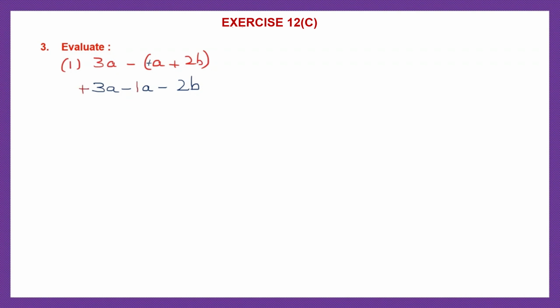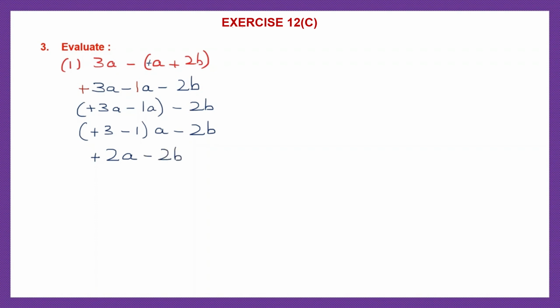Now let's work out. There are like terms here, 3a and 1a. So we'll put those two together. So we have plus 3a minus 1a and then we have minus 2b. So let's work out plus 3a minus 1a. So that is plus 3 minus 1a minus 2b. When signs are different, we put the sign of the bigger number and subtract. 3 minus 1 is 2a. So that becomes 2a and this is 2b. So our final answer is 2a minus 2b.